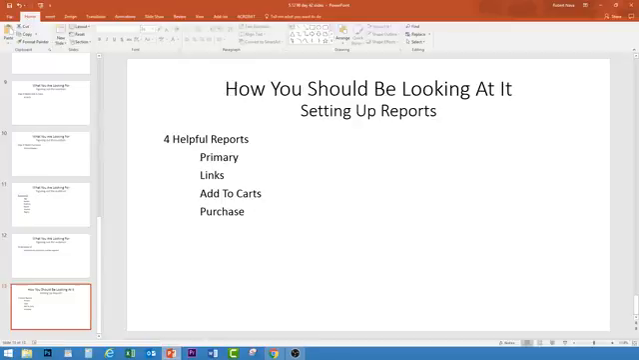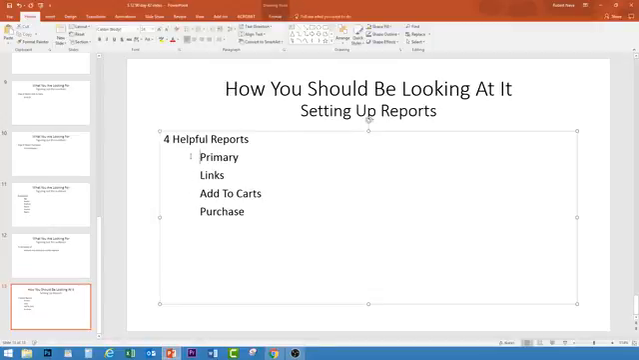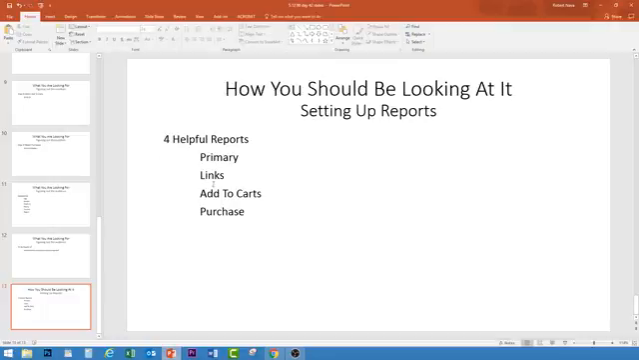There are 4 different reports that I set up based on the information that I want to see. I have primary, which is going to be my report that includes my link information, my add to cart information, my purchase information, and a little bit more. That's my primary. That's the one I'm looking at all of the time. Then I have one that gives me a quick look at my link click information. And then I have one that gives me a quick look at my add to cart information. And I have a report that gives me a quick look at my purchase information.